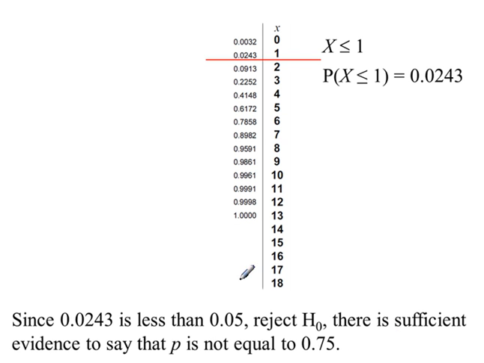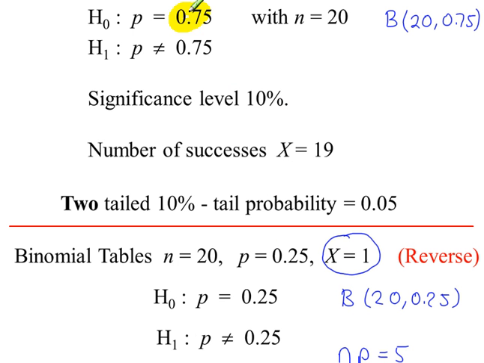And the conclusion here will be in terms of the original hypothesis. So there is sufficient evidence to say that p is not equal to 0.75, or that p has changed from 0.75. This value here was what we had originally. This is the value that we were originally testing, so our conclusion should be based on this value and not on 0.25.